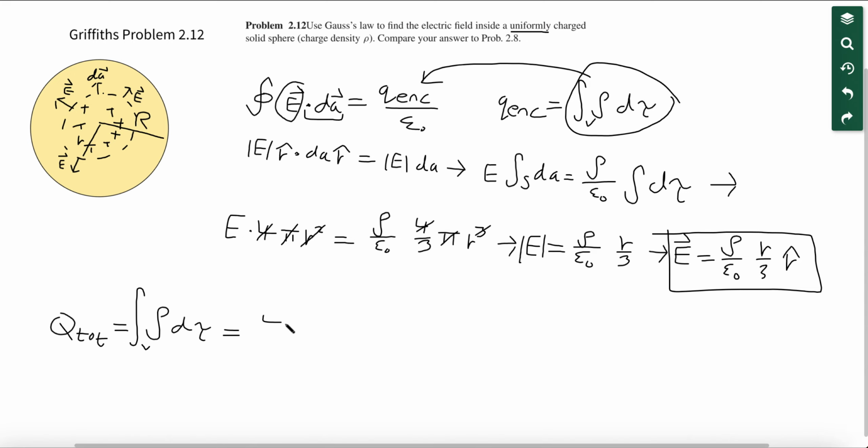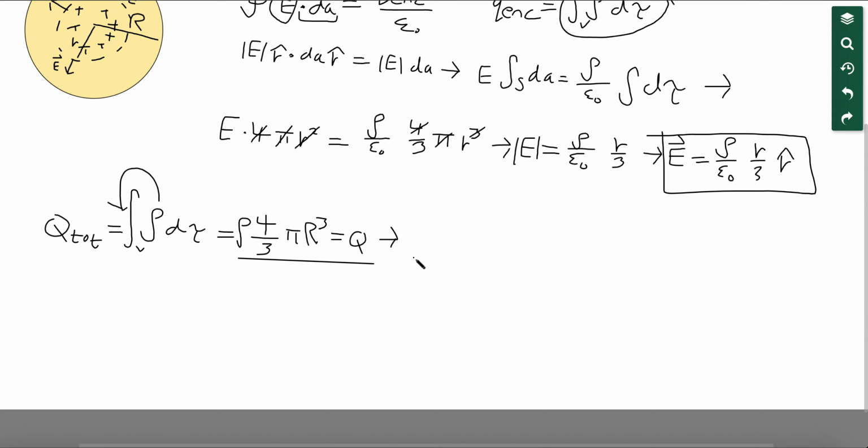So what we should get is rho times 4/3 pi big R cubed is equal to Q. Don't forget the rho. And also, because we're still dealing with a uniformly charged sphere, we're able to pull rho out of the integral. Just rearrange it, and rho is equal to 3Q over 4 pi big R cubed.